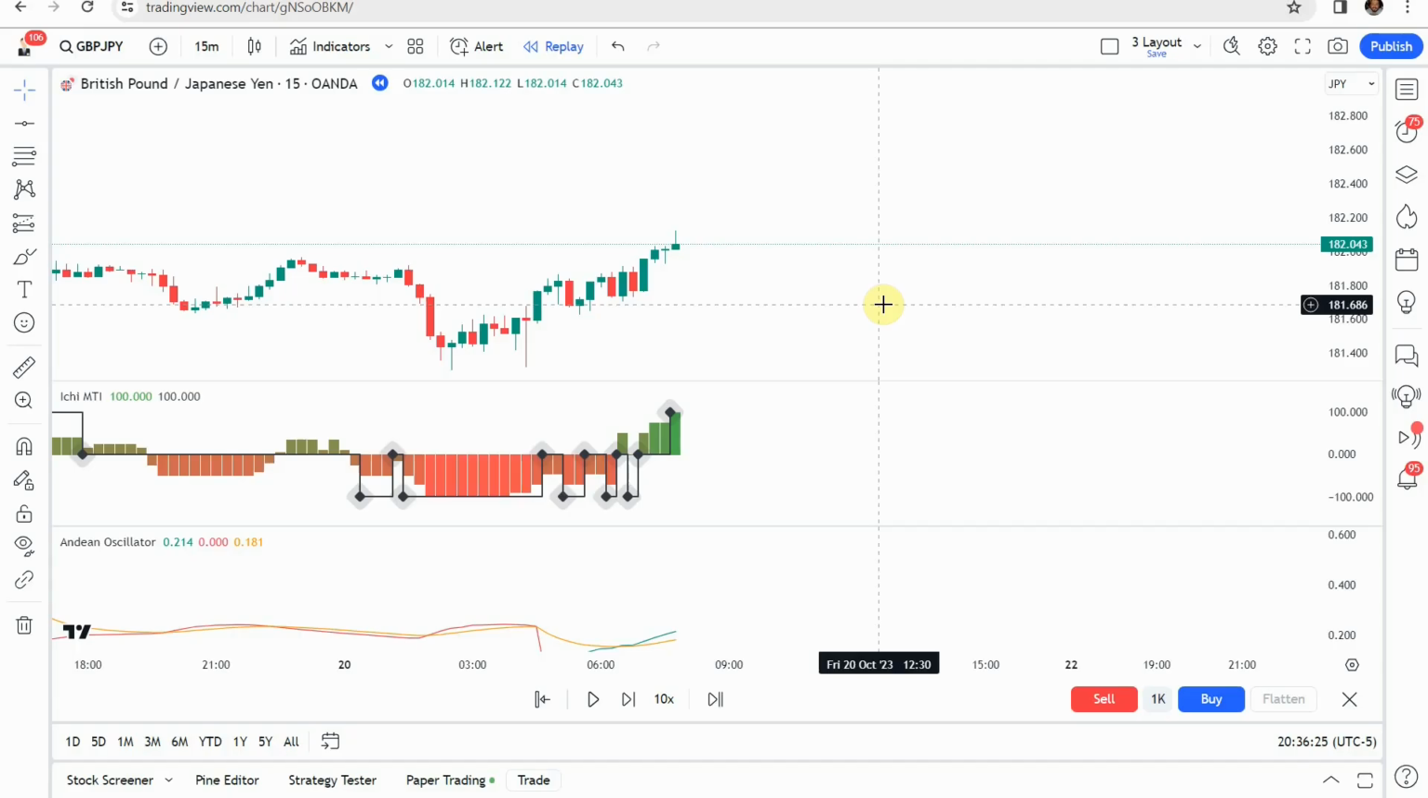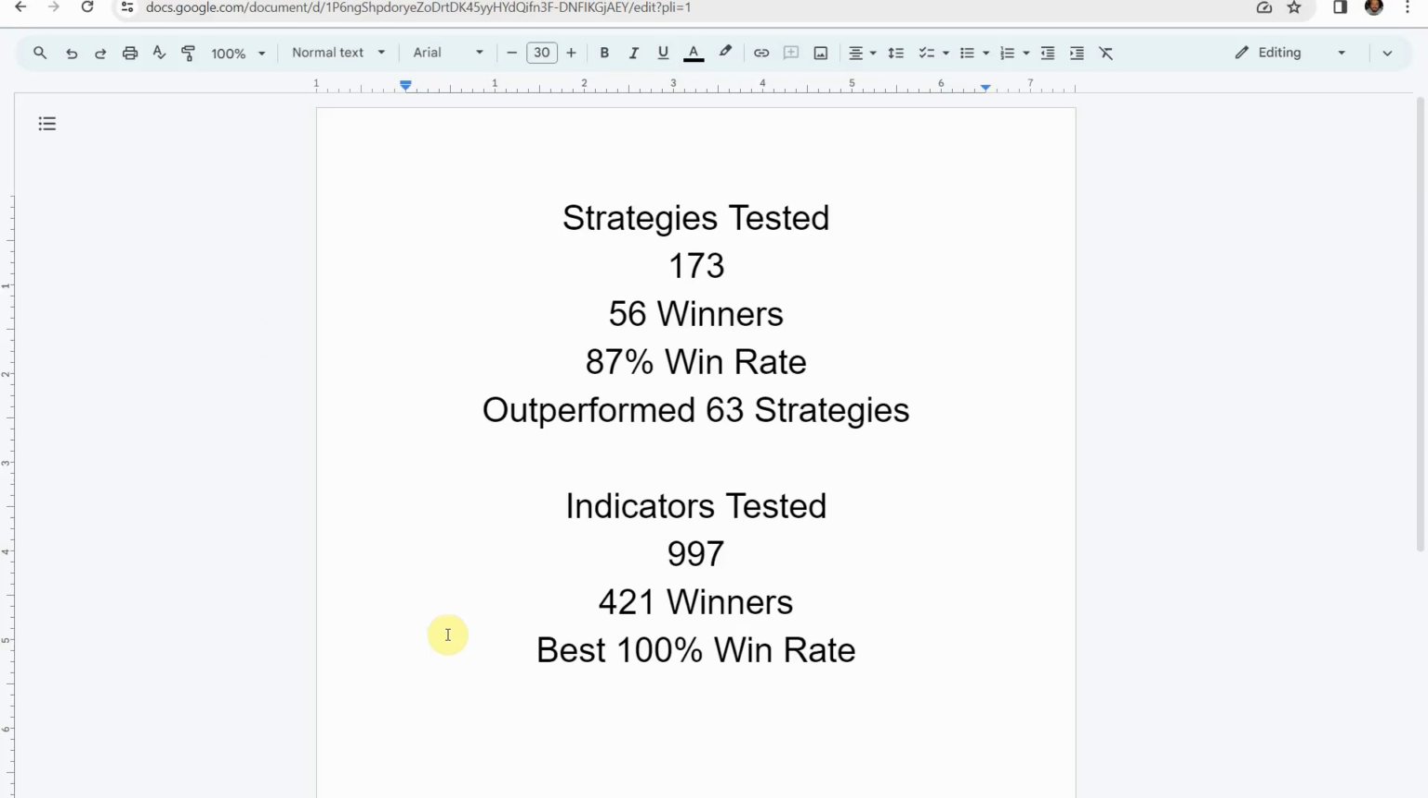Alright, as I said, today we'll be testing a 15-minute day trading strategy. Before we do though, I wanted to put the testing scoreboard up for everyone to see. So to date, we have tested a total of 173 different strategies, with 56 of them being winners. The best one so far was able to achieve an 87% win rate. That was achieved using the Academy of Forex indicator. And so far, since we've been keeping track, it has outperformed 63 of the other strategies that we've put it against, every single one. We've also tested a total of 997 indicators, with 420 of them being winners.